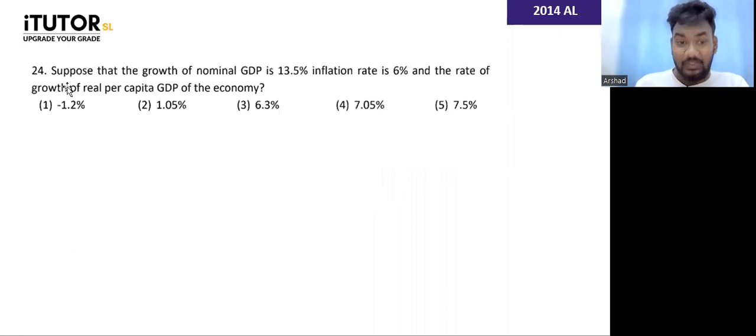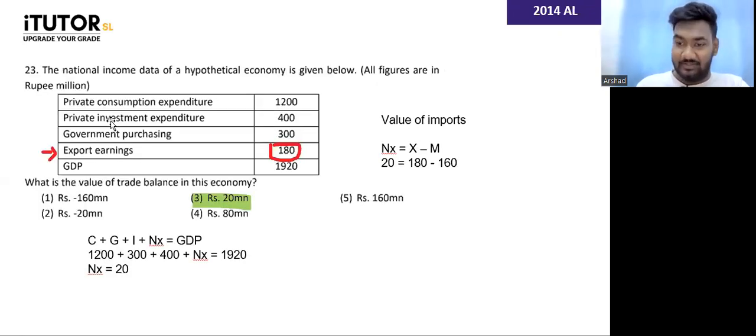Question 24. Suppose that the growth of nominal GDP. When you say investment, that's private investment, whereas government investment comes under government purchases. If the government builds a highway or something, that will come under government purchase. Under government expenditure, you have current and capital expenditure, so government's expenditure will come under government purchase, not under private investment.